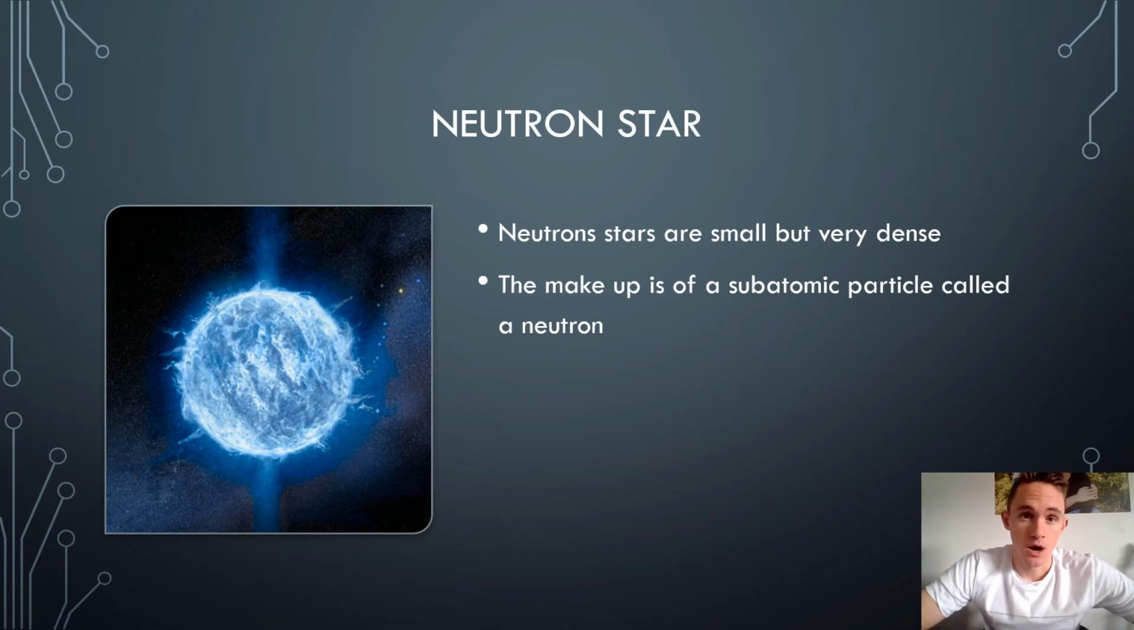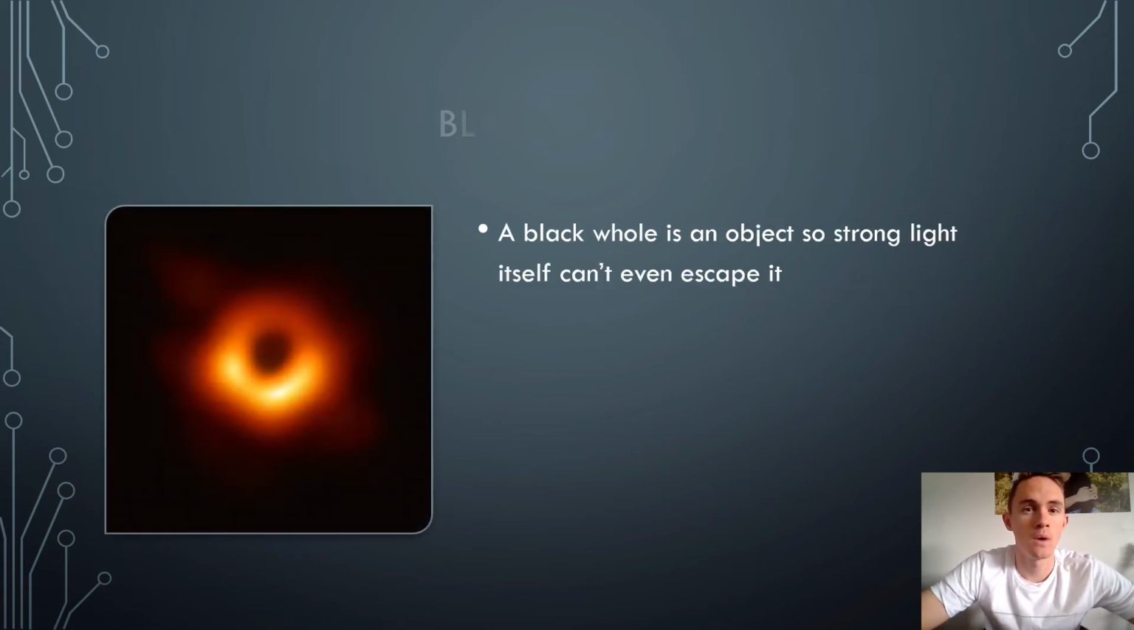A neutron star is a very small but dense star made out of a subatomic particle called a neutron. A black hole is an object that not even light can escape. Black holes are complicated and there's a lot that we don't know, but this will be the end of the star's life cycle.